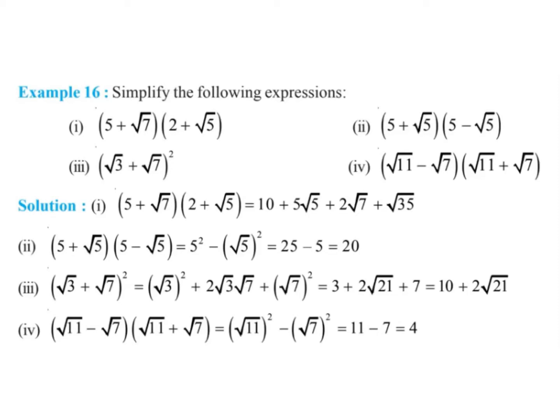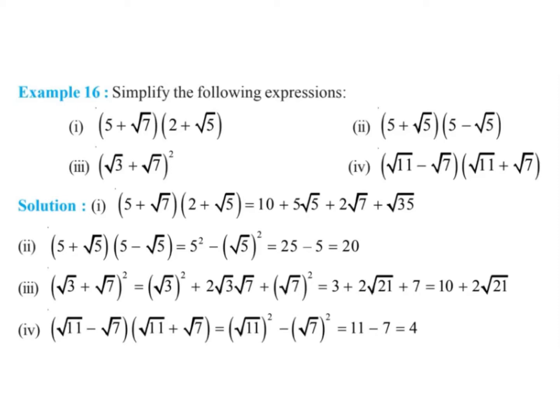Square of √3 is 3. So 3 plus 2 into √3 into √7 is √21, so 2√21, plus (√7)² is 7. So we'll get 3 + 2√21 + 7. Now 7 plus 3 is 10. So our answer is 10 + 2√21.